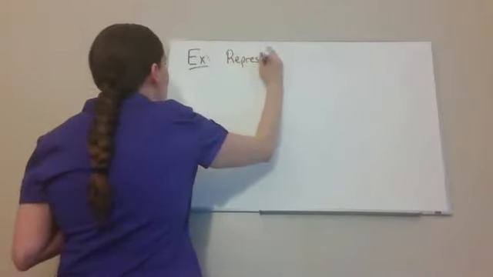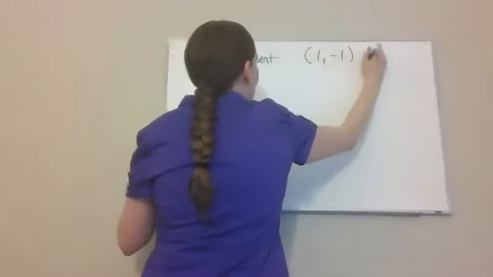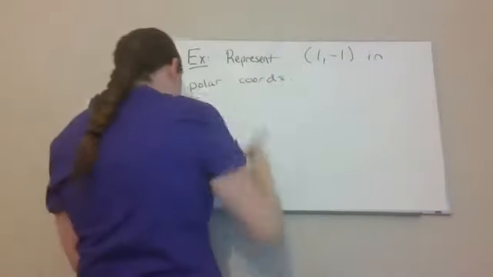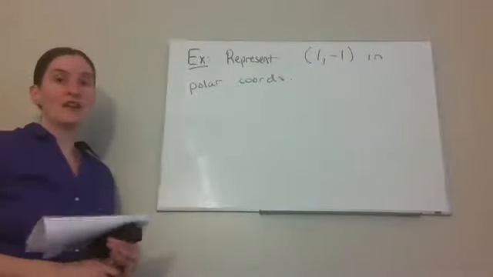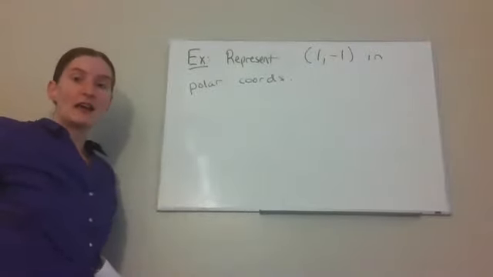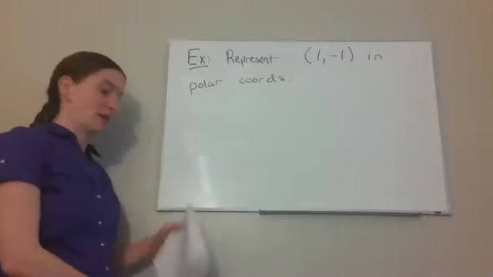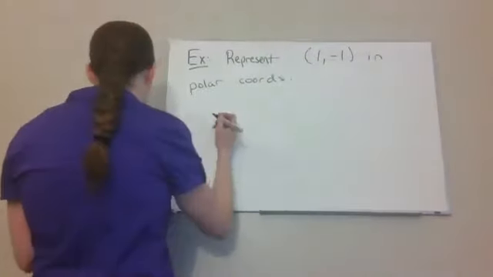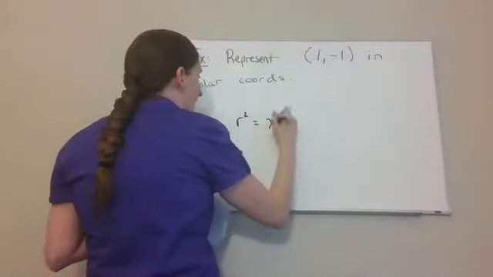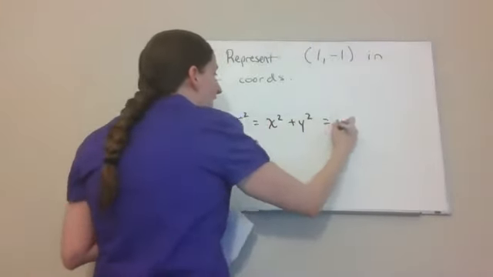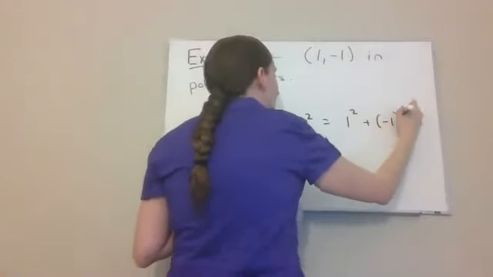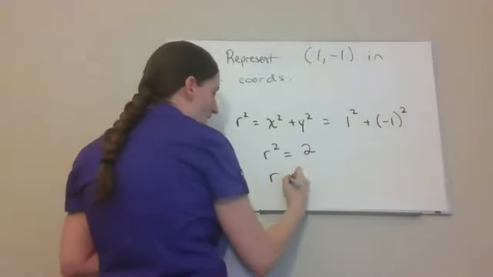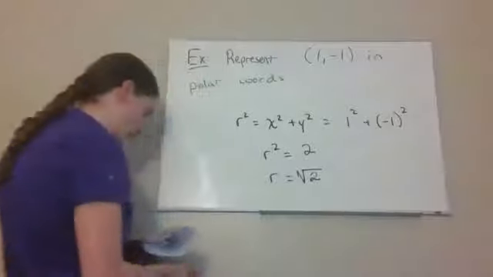Let's represent the point 1, -1 in polar coordinates. So I need to figure out what r is and what theta is. And I know r is equal to, well, I don't know exactly what r is equal to, but I know r squared is x squared plus y squared. So since r squared is x squared plus y squared, I get a 1 squared plus a -1 squared. So I know r squared is equal to 2. This means that r is the square root of 2.